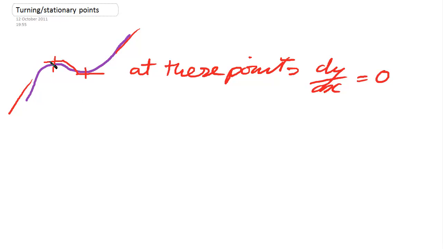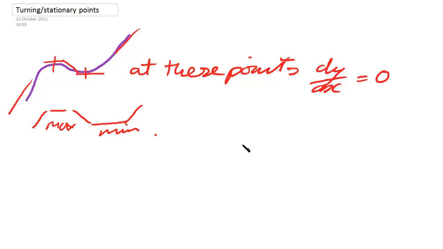So we've got 2 types of stationary points here. We've got where the gradient goes from positive to 0 to negative is a maximum. And where the gradient goes from negative to 0 to positive, you've got a minimum.